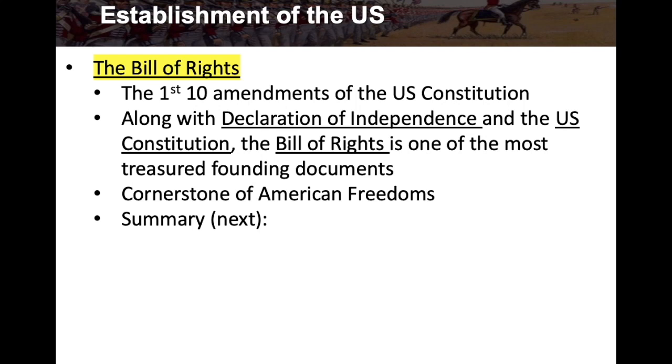Along with the Declaration of Independence, that's an important document, and the U.S. Constitution, that's an important document, the first 10 amendments, which are called the Bill of Rights, are also one of the most treasured founding documents of our country because we use it all the time. If you like to have freedom of religion, it's because of the Bill of Rights. That's the First Amendment. The Bill of Rights is known as the cornerstone of American freedoms, and we have a summary of them coming up next.